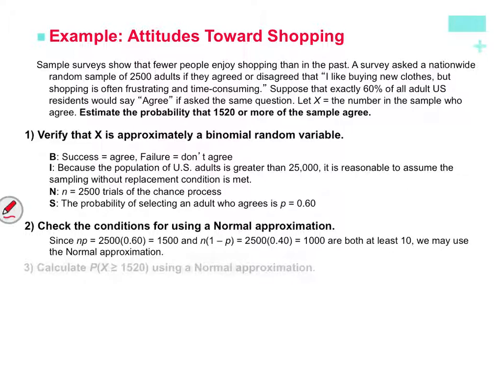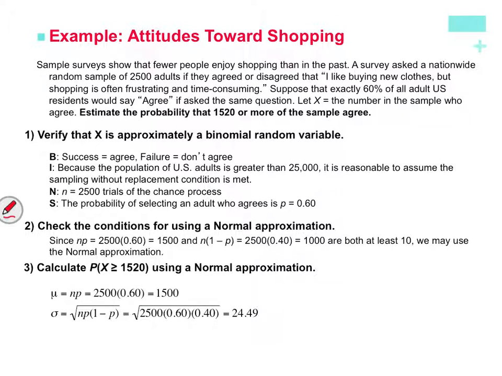So now let's check the conditions for using a normal approximation. The number of trials times our probability of success gives us 1,500, definitely greater than or equal to 10. And the number of trials times the probability of a failure gives us 1,000, also greater than or equal to 10. So we can say that this is approximately normal. So if I'm looking to calculate the probability of 1,520 or more of the sample agreeing, I can use a normal distribution.